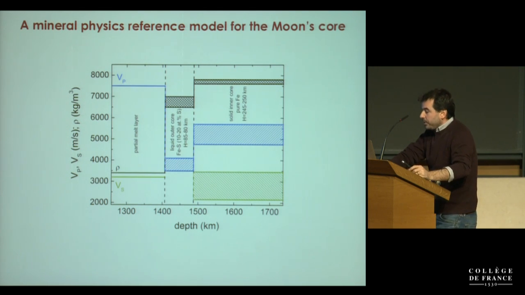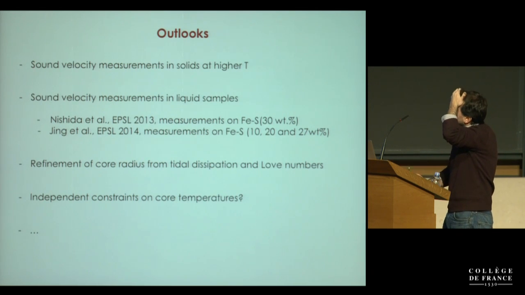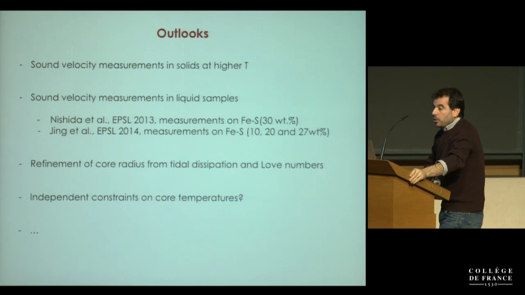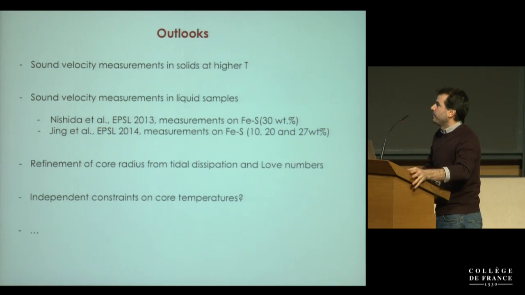So how do we keep improving? This brings me to the outlook. For velocity measurements on solids, we'd like to do the same exercise we did at 1100 Kelvin at higher temperature. To do that, we need to move from resistive heating to laser heating. That comes with some experimental challenges we will have to take on, but hopefully in the years to come we will be able to do that, so that we don't have to extrapolate or make assumptions on the temperature effect.